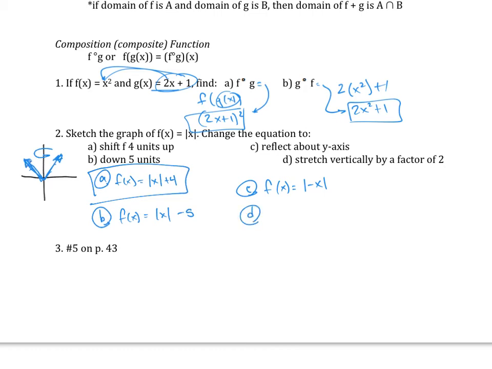And then part D over here, we've got to stretch it vertically by a factor of 2. And to stretch vertically, I'm putting a c out in front of that, and since it's a factor of 2, it'll be 2 times the absolute value of x, or 2 absolute value of x.